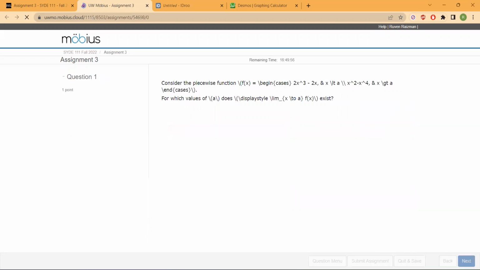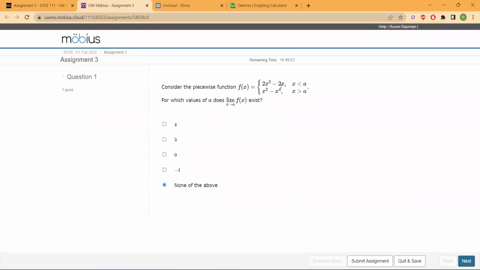Cool, let's start. Consider the piecewise function f of x equals 2x cubed minus 2x and x squared minus x to the 4, and we have these conditions over here. For which value of a does the limit as x approaches a of f(x) exist? For a limit to exist, the limit as x approaches a from the positive side should equal the limit as x approaches a from the negative side. Basically that means you need to make these two equal, because in that case the two limits from both sides will be equal. So let's set them equal.